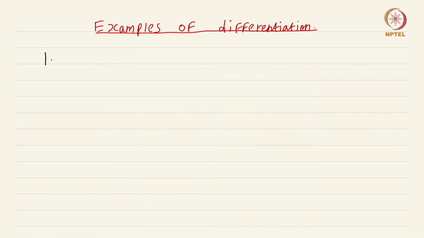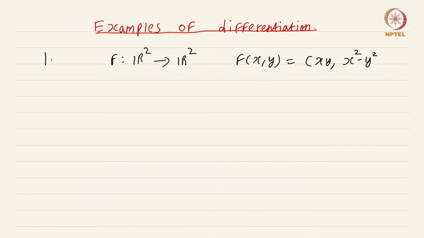Example number 1. Let's start off with a very simple example. So we consider the function f from R2 to R2 given by f of (x, y) equal to (xy, x squared minus y squared). This is a rather simple example. In this scenario, it is clear that each component function is in fact differentiable, in fact smooth. All derivatives exist of each component function. Therefore, it is not a good idea to directly compute the derivative as a linear map.